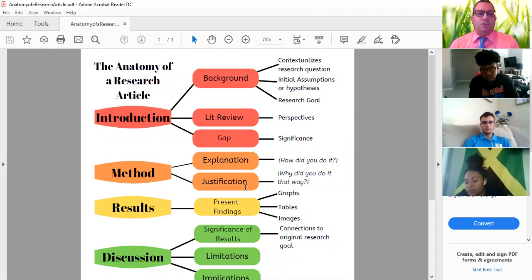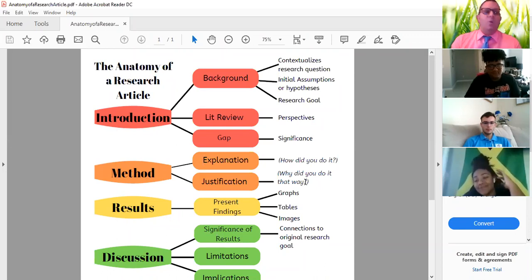The justification would be where they explain why they did it that way. Why did they choose a sample size of 100 people? Why did they choose people between the ages of 20 and 40? Why did they word the questions the way that they did?